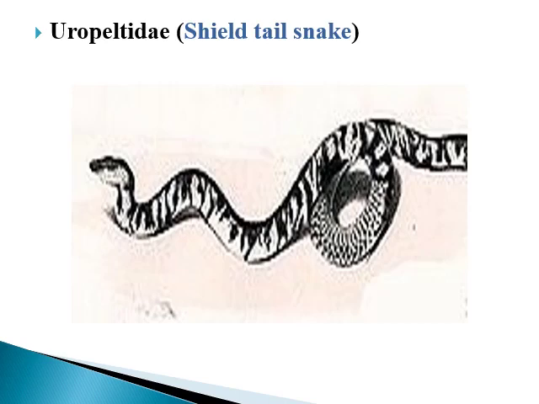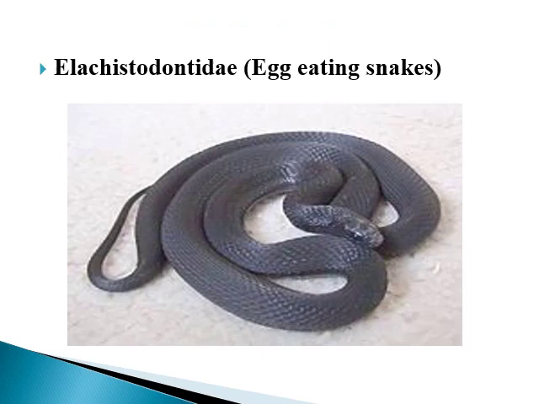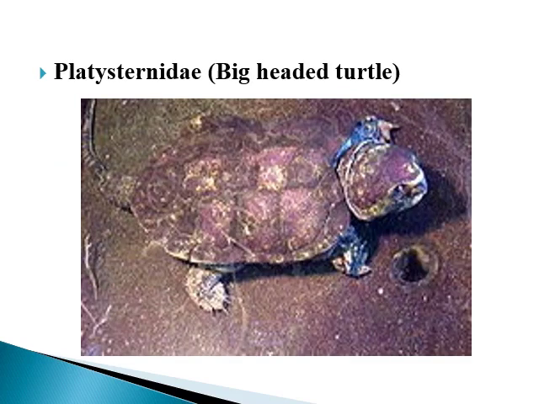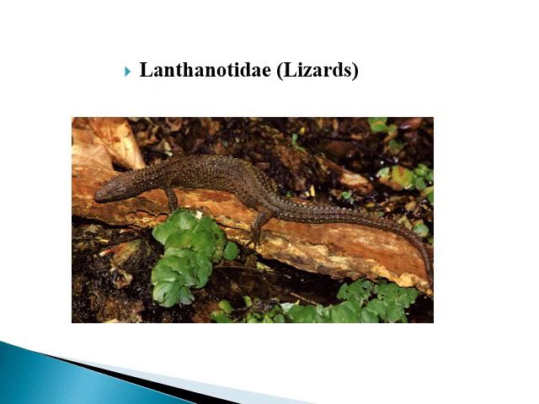Here are the shield-tailed snakes. Here is the second family, called egg-eating snakes. Here are the gavials. Here you can see the big-headed turtles. Here are the lizards that are common in this region.